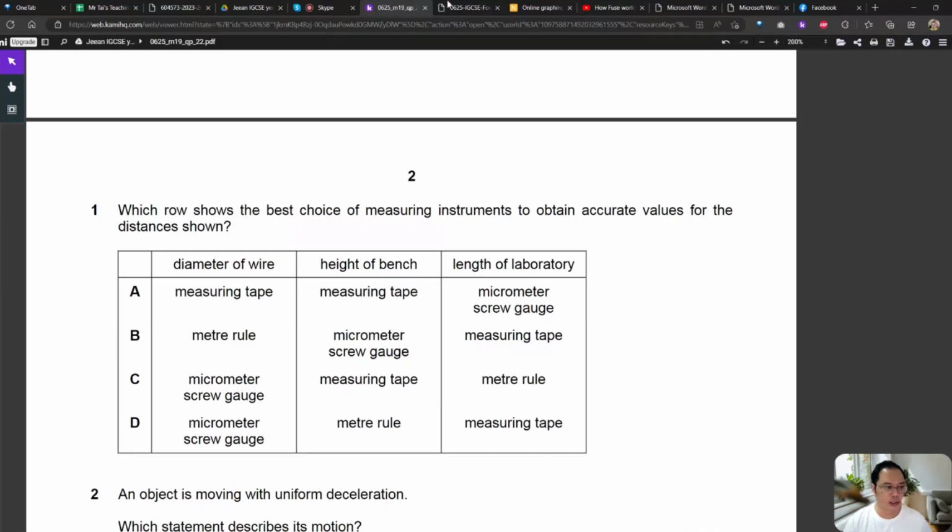To measure the diameter of a wire, what tool do we need? Exactly, good job.